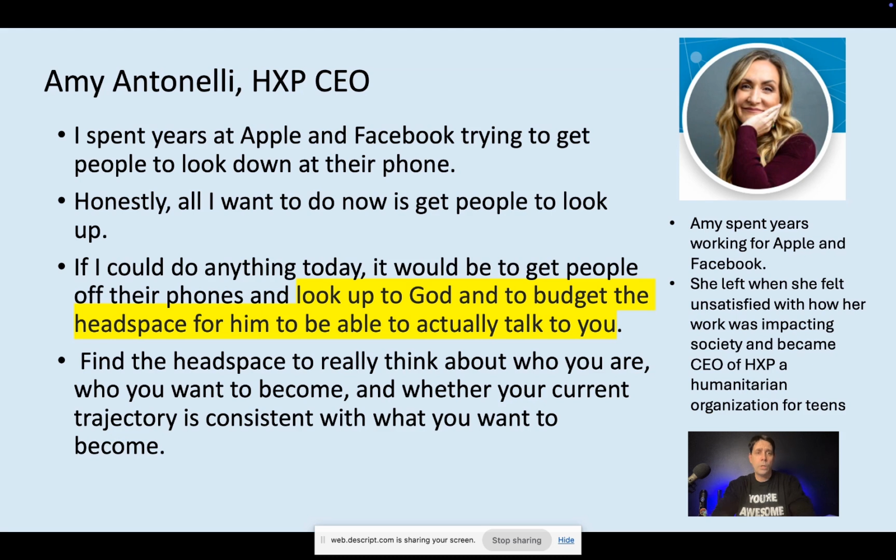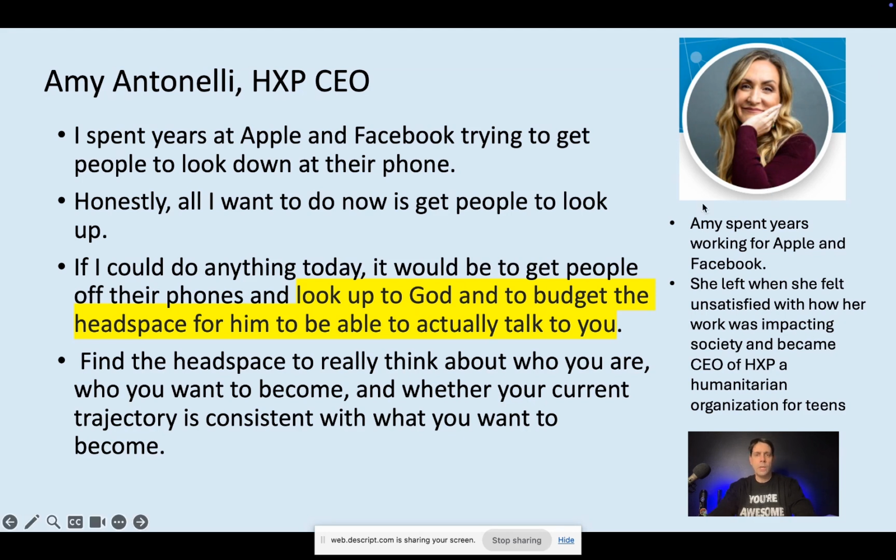I really look up to her and admire her. She said, I spent years at Apple and Facebook trying to get people to look down at their phones. Honestly, all I want to do now is get people to look up. If I could do anything today, it would be to get people off their phones and look to God and to budget the headspace for Him to be able to actually talk to you. Find the headspace to really think about who you are, who you want to become, and whether your current trajectory is consistent with what you want to become.